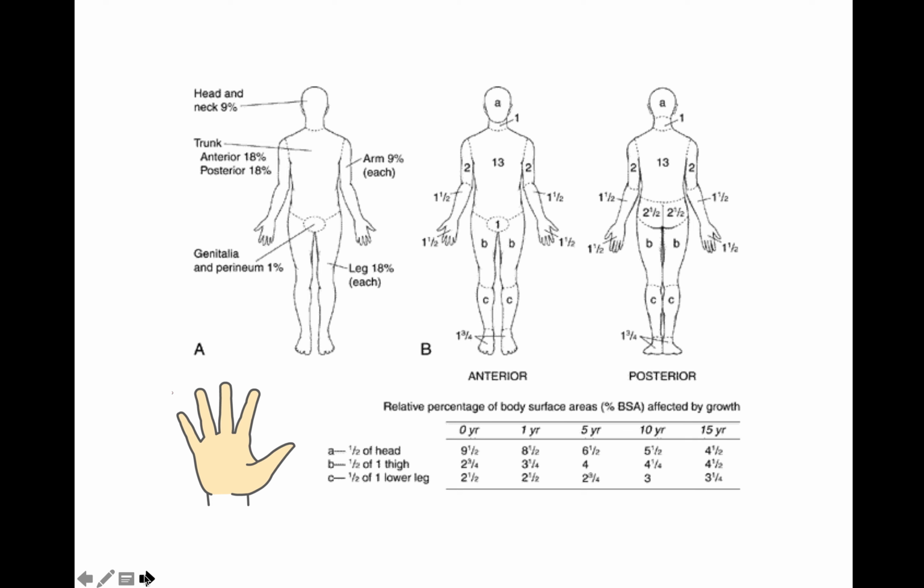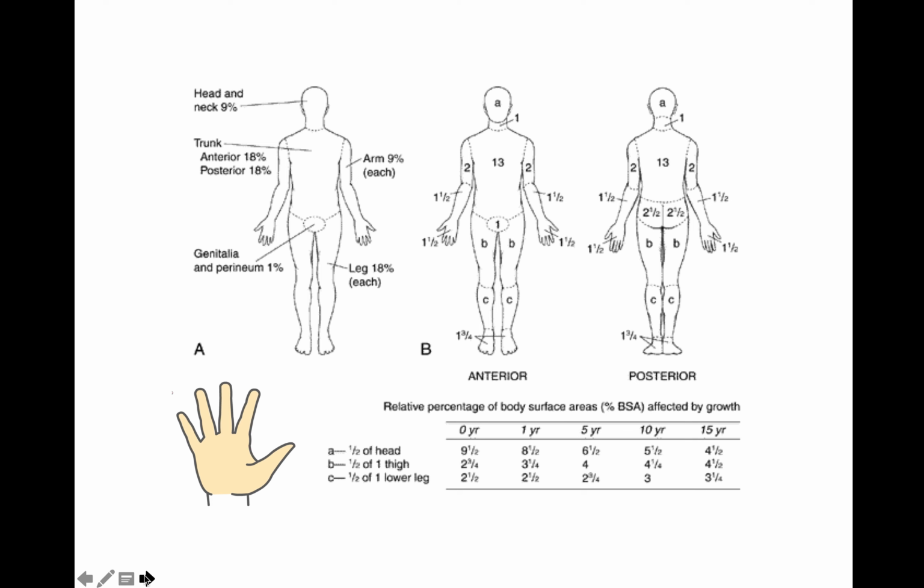However, it can overestimate the burn, and we prefer the Lund and Browder chart, as seen there on your right-hand side. With the age of the patient, each of the components A, B, and C change in size. So it's a more accurate way of measuring a burn. Some people believe that this should only be used for children and you should stick to the rule of nines for adults. I think you can use the Lund and Browder chart for both.